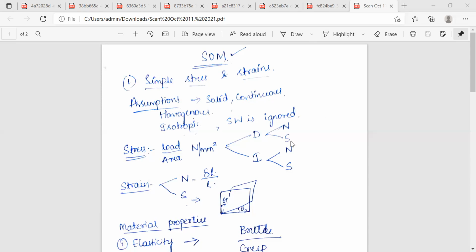Stress is divided into two types: direct stress and indirect stress. Direct stress is again divided into normal stress and shear stress. Indirect stress is also divided into two types: normal stress and shear stress.